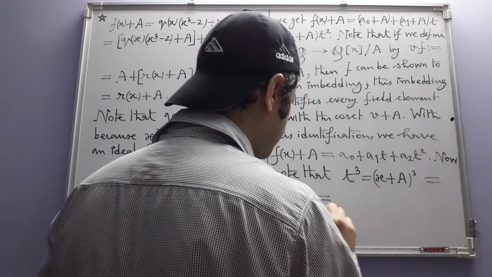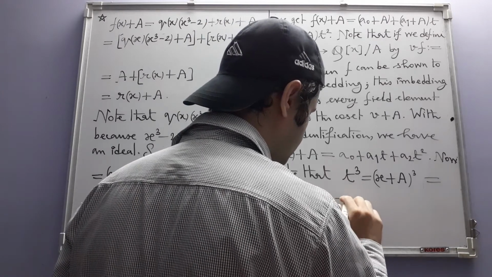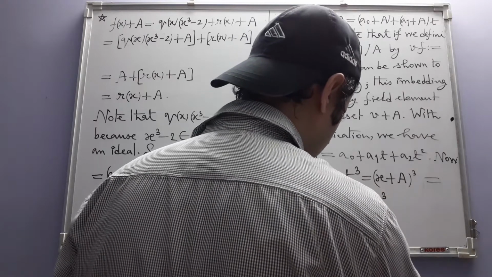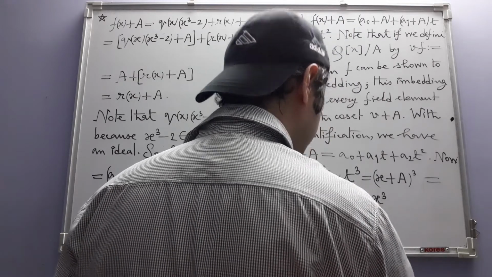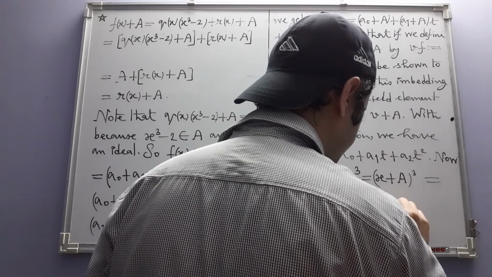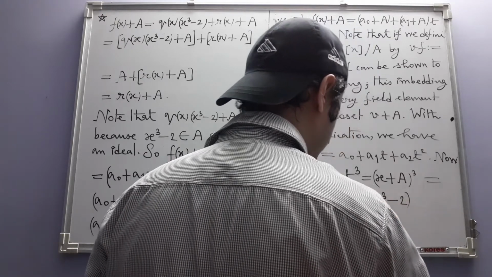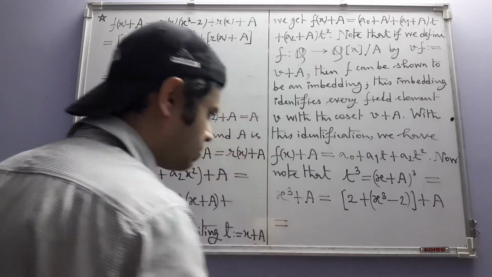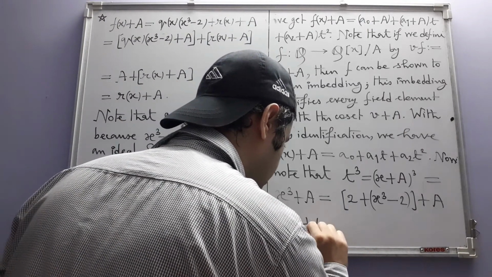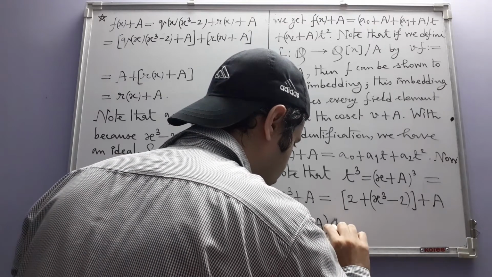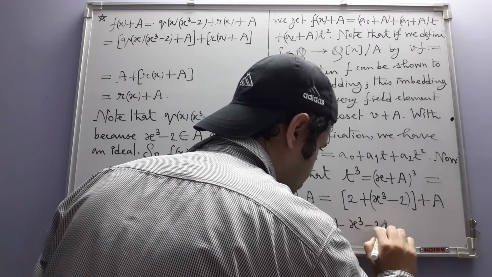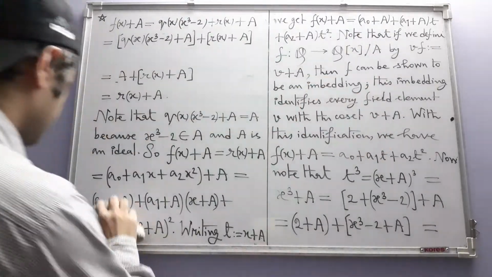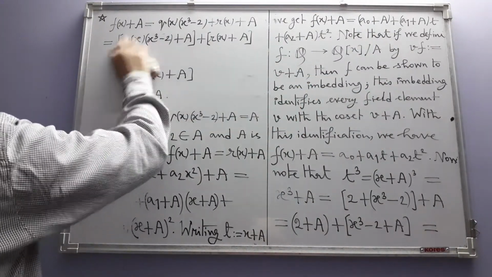Now note that x cube plus A can be written like this: 2 plus x cube minus 2 plus A. So this is equal to 2 plus A plus x cube minus 2 plus A, and this equals, do you see what is going to happen now?